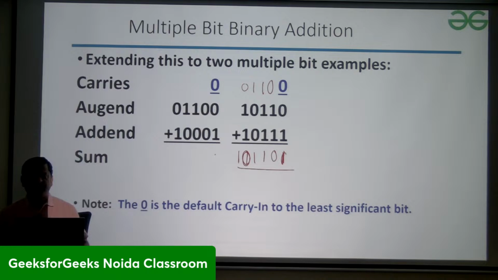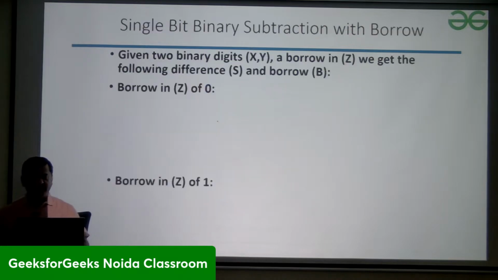Triple 1 0 1, because every time there is no carry produced. So it is not causing any effect on the multibit. So it is quite simple example. Okay, now single binary subtraction.